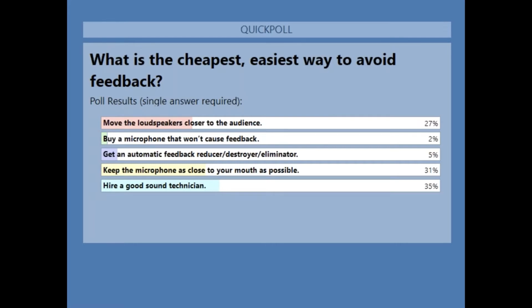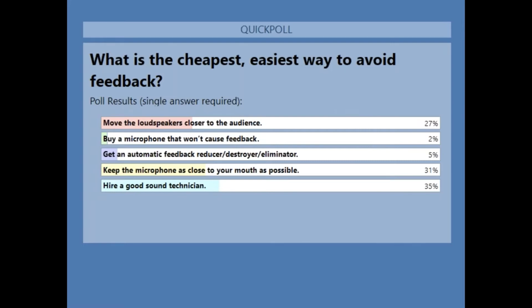Well, that's nice to see that people have that much faith. And I suppose that is one way to do it. But keep in mind, we're looking for the cheapest way to avoid feedback. And I think that a good sound technician probably doesn't come cheaply, although I would expect that they would know the information we're talking about here. That is that. Number 2, keep the microphone as close to your mouth as possible. And number 3 was move the loudspeakers closer to the audience.